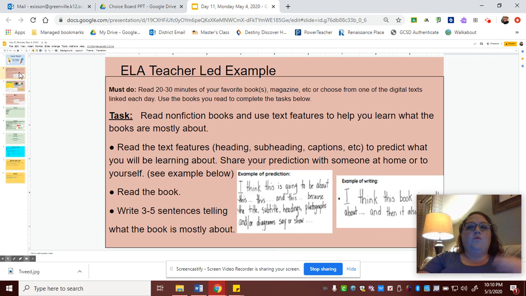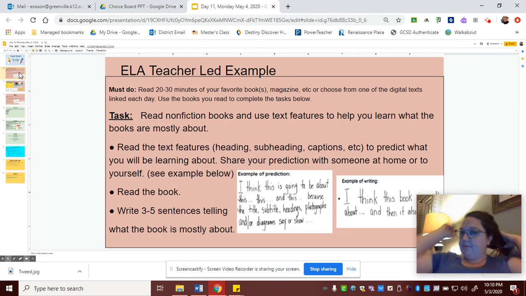So you're going to read those text features only and try to predict what you're going to learn about. And then you're going to share your prediction with someone at home or to yourself, and you can just write it in your journal. Then you're going to read the book. Then you're going to write like a 3 to 5 sentence summary telling what the book is mostly about.